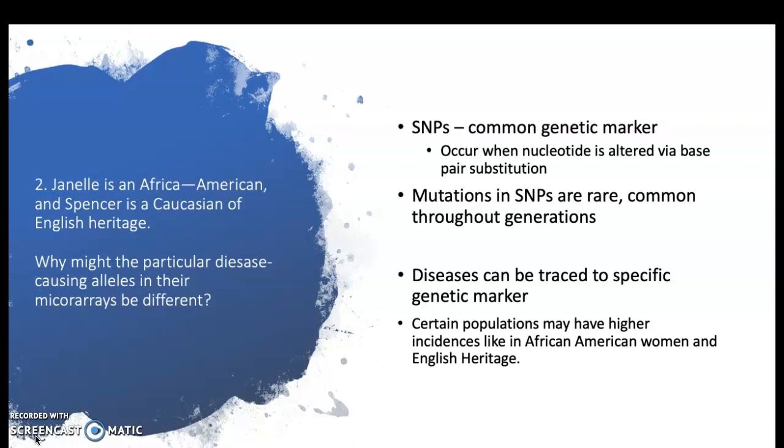Certain populations may have higher incidences, like in African American women, where hypertension, sickle cell anemia, melanoma, breast cancer, and sarcoidosis have a much higher incidence than in Caucasians. And in English heritage, hemochromatosis, cystic fibrosis, lactase persistence, celiac disease, galactosemia, and multiple sclerosis have a higher significance.